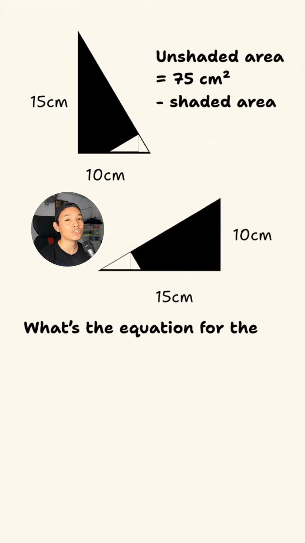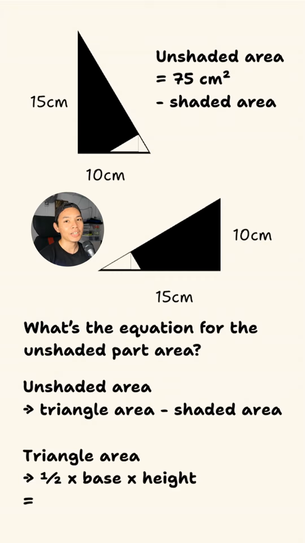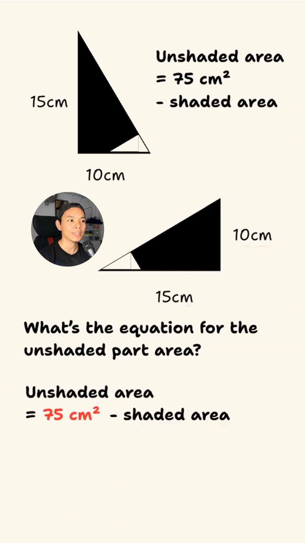So we already have the first triangle down. Let's move on to the next triangle. So what do you think the equation for the second triangle unshaded part area is? So it's actually around the same. Unshaded area equal to triangle minus shaded area. Then the triangle area will be half times base times height. So what do you think the base is for the second triangle? You're right, it's 15 centimeters. And what about the height? If you say 10, then you're right. And this will give us 7.5 times 10, which is also the same, 75 centimeter square.